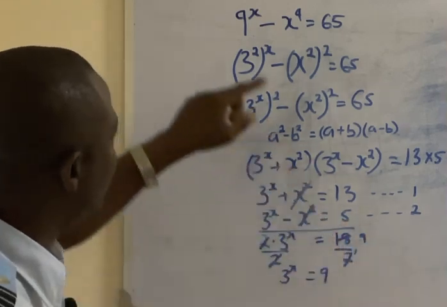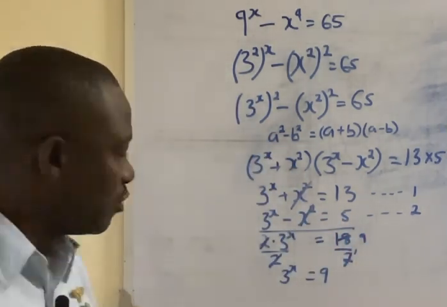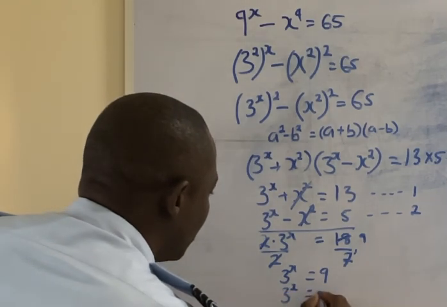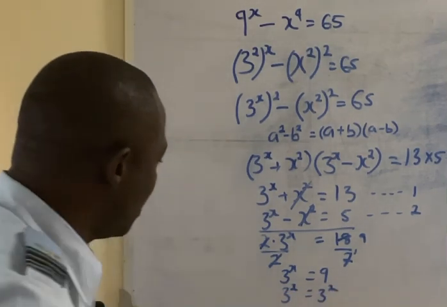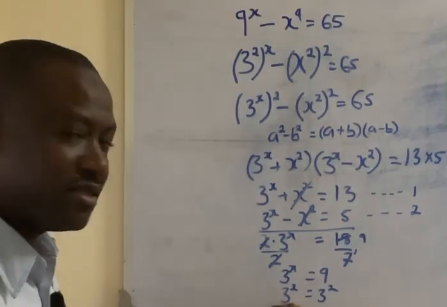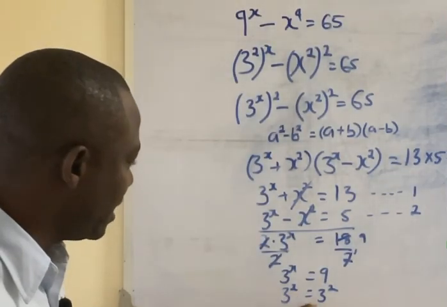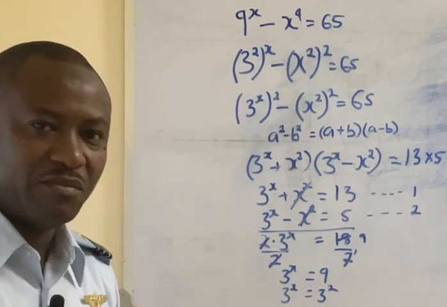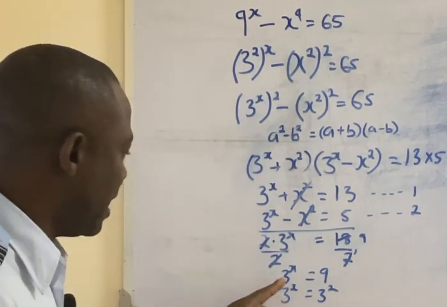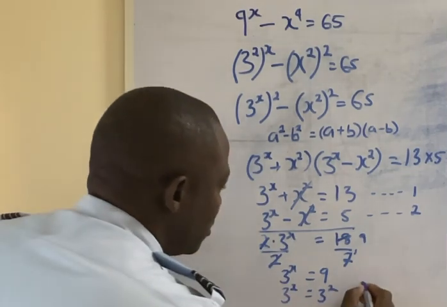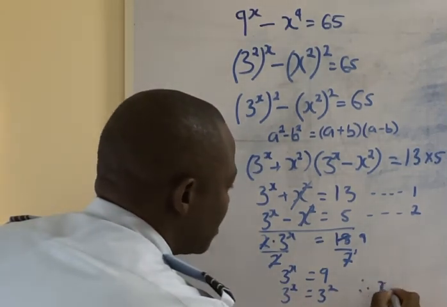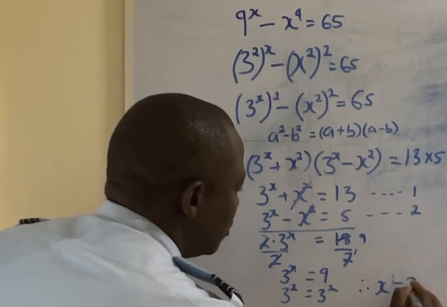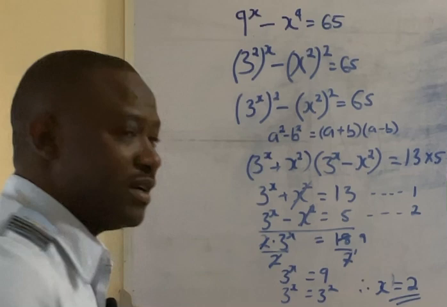But this 9, as we did earlier, we can break it as 3 raised to power 2. So 3 power x is equal to 3 power 2. And we can see that the bases are the same, 3 power x and 3 power 2. And we know that from laws of indices, if the bases are the same, you can equate the powers. That means x is equal to 2. So therefore, x is equal to 2. This is the value of x.